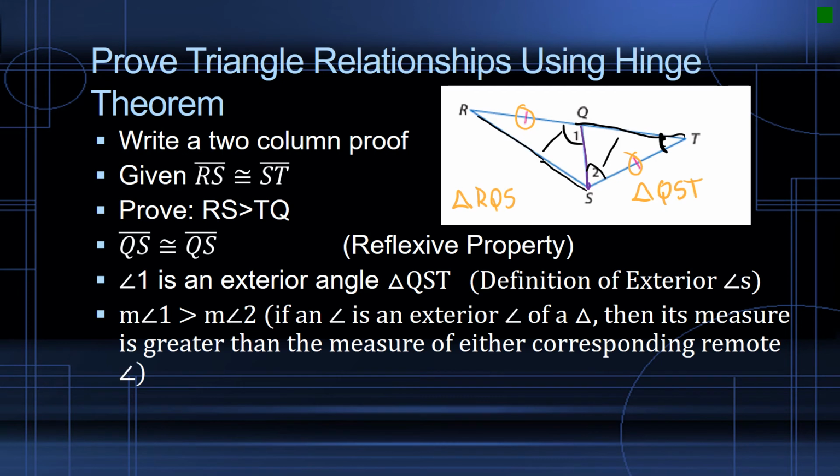Or another way I could say this is, that means that angle 1 must be greater than angle 2, because if angle 1 is equal to angle 2 and angle T added together, the sum of those, then obviously it's got to be greater than angle 2, because if an angle is an exterior angle of a triangle, then its measure is greater than the measure of either one of the corresponding remote interior angles. That would be true because the two of them added together is going to be less than the exterior angle.